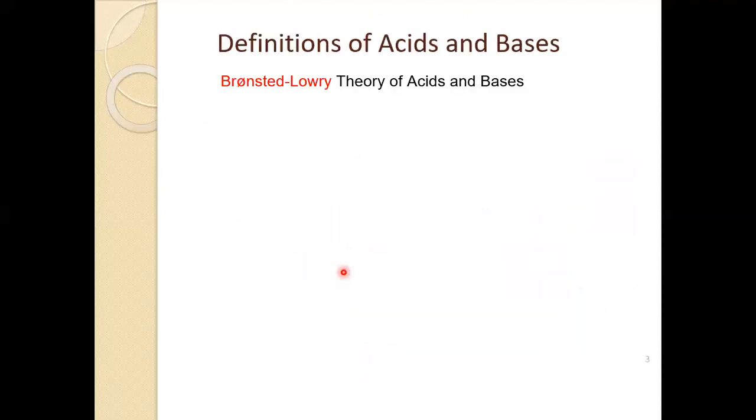So these acids and bases have those properties, and there's various ways we can define these acids and bases. Probably the definition that's most useful for our purposes, these last couple of lessons, is what's called the Bronsted-Lowry definition, Bronsted-Lowry theory of acids and bases.